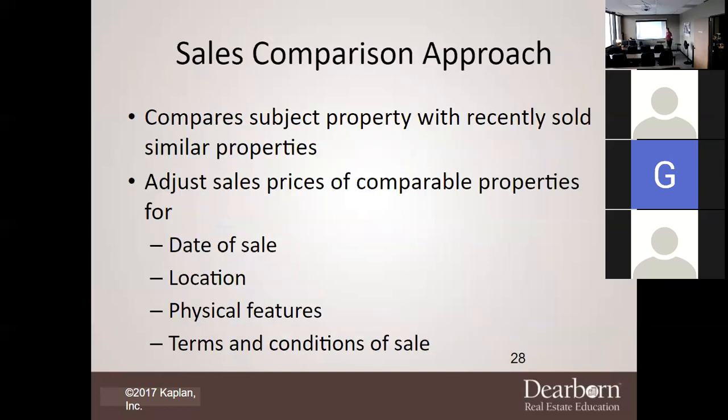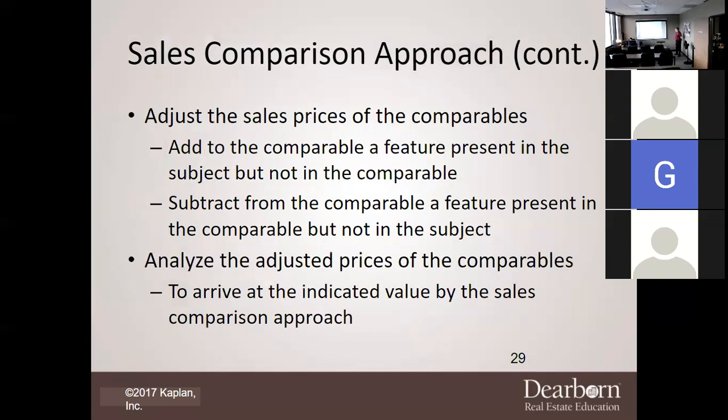There's also the sales approach, which goes further and compares that property, like we said, with recently sold similar properties. They are going to adjust the sales prices of the comparable properties for the date of the sale, the location, physical features, and the terms and conditions of that sale. They will further adjust the sales prices of the comparables by adding to the comparable a feature that's present in the subject but not in the comparable.